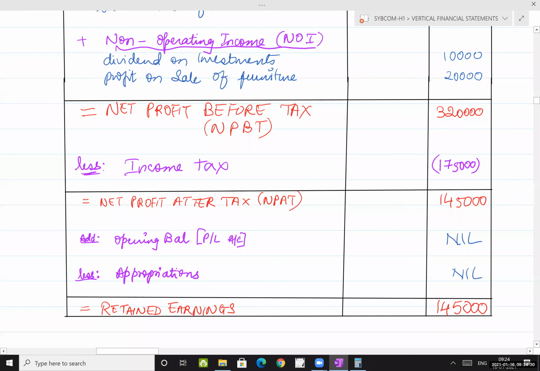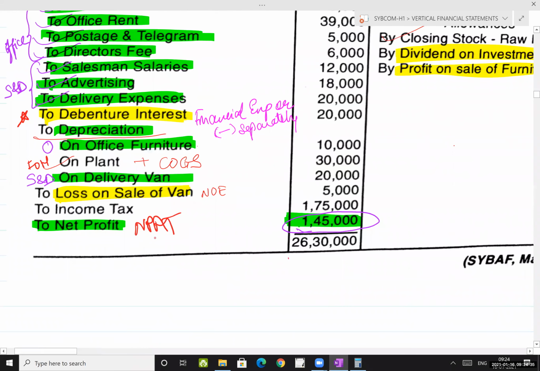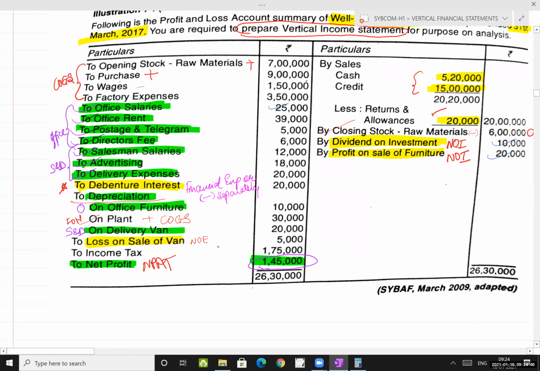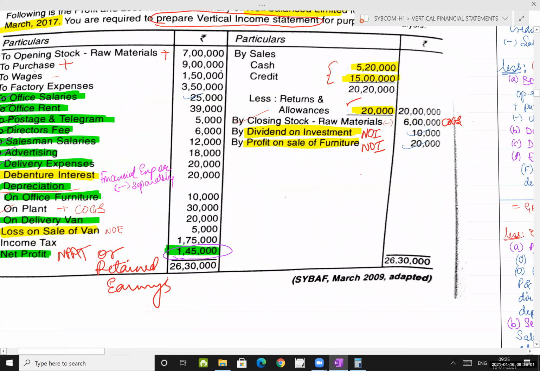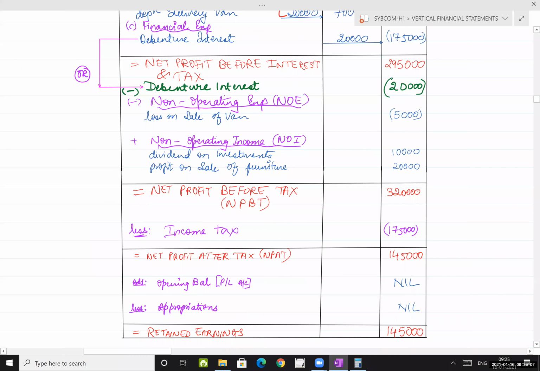यू कैन क्रॉस चेक योर आंसर. सी और सम क्वेश्चन देखो. सी कितना था 1,45,000 राइट. अभी हो गया, होना ही चाहिए. तो चाहे आप P&L अकाउंट बनाओ मतलब लेजर बनाओ, हर से ना this is your NPAT or retained earnings. Okay, okay. So whether you make a ledger or whether you make this, the answer of net profit will not change.